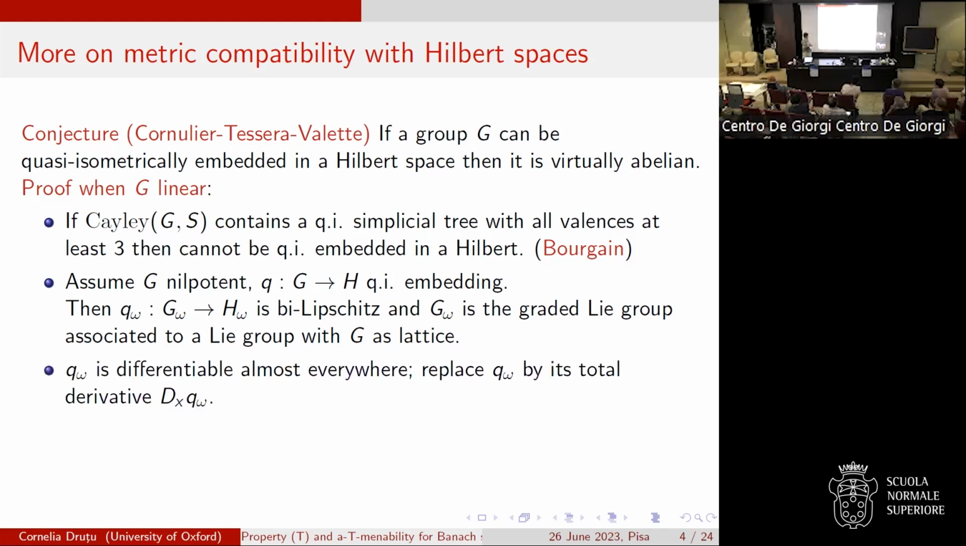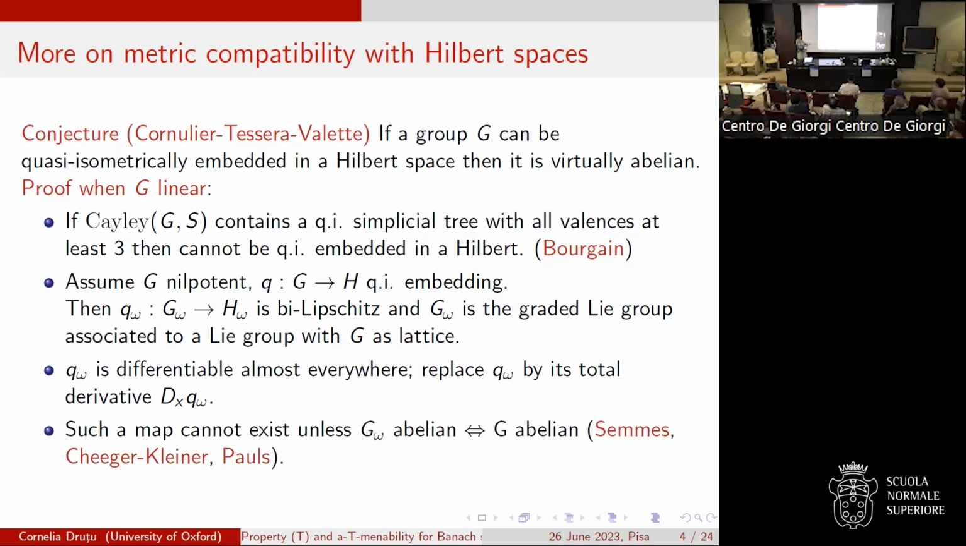And then the other important ingredient is that this bi-Lipschitz embedding, so there is a Rademacher theorem, this bi-Lipschitz embedding is differentiable almost everywhere. So then one can look at the derivative instead. And the derivative has extra properties, and it is easier to show that such a derivative cannot exist, and therefore the quasi-isometric embedding cannot exist. And this implies that as soon as we know that the group is nilpotent, it can only quasi-isometrically embed into a Hilbert space if it is abelian.